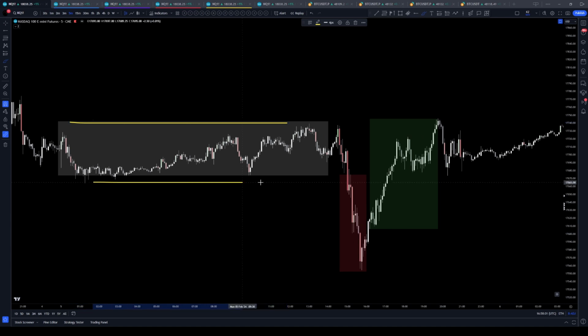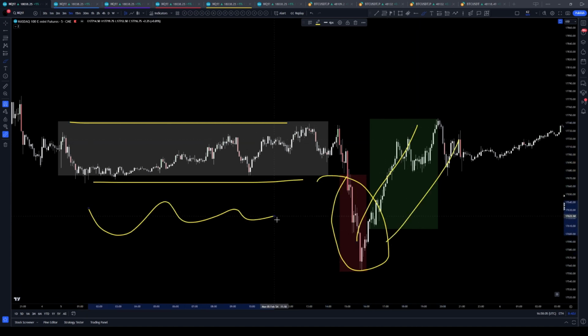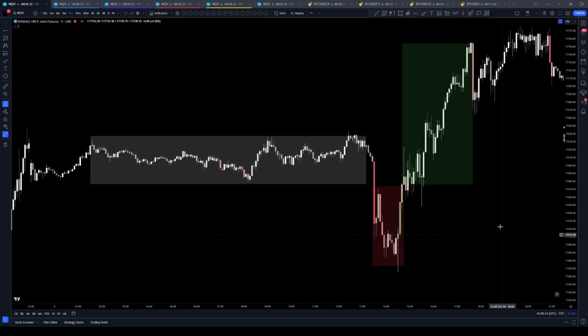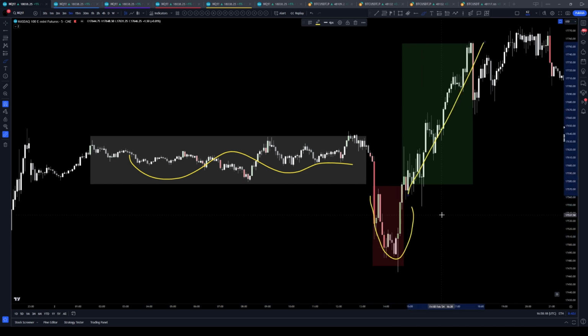There's your accumulation, there's your manipulation, and there's your distribution. Take out all liquidity here, suck in some shorts, distribute, stop them all out, and take the liquidity along the top side. Okay, here's another one. Accumulation, manipulation, distribution. Simple enough.